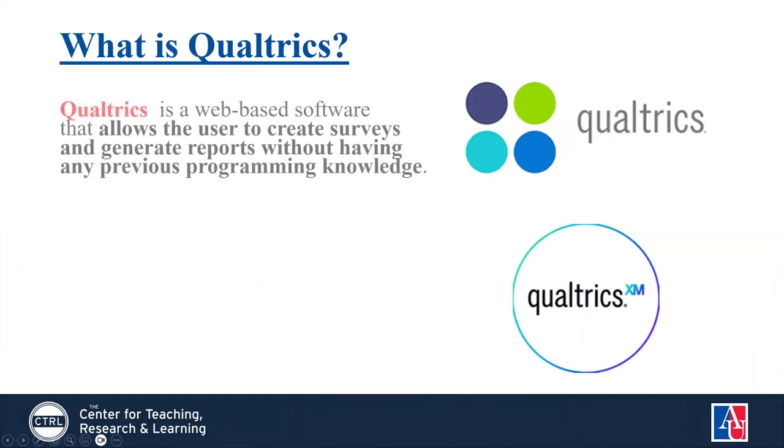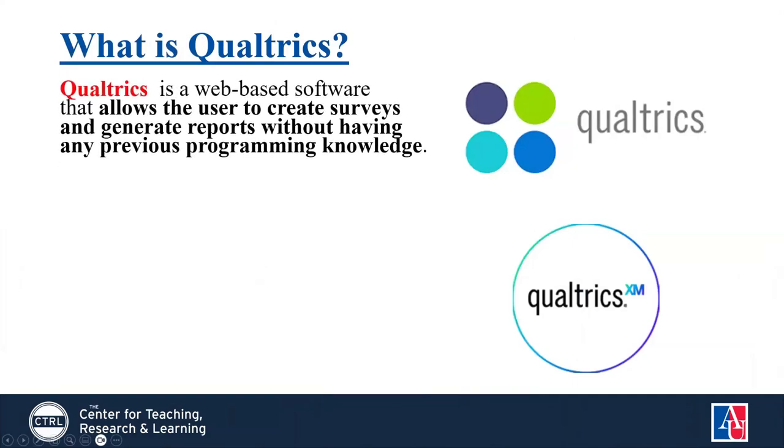So what is Qualtrics? Qualtrics is a web-based software that allows you, the user, to create surveys and generate reports without having any previous programming knowledge. I will say that we're not going to be talking about creating reports in this particular session. That will be another session, or you can find it in our on-demand videos. So just to let you know.